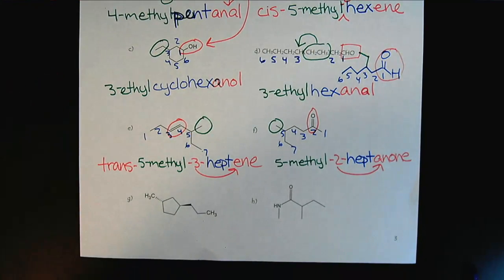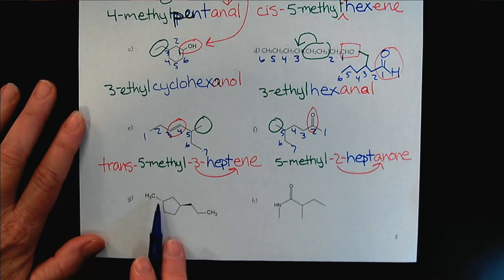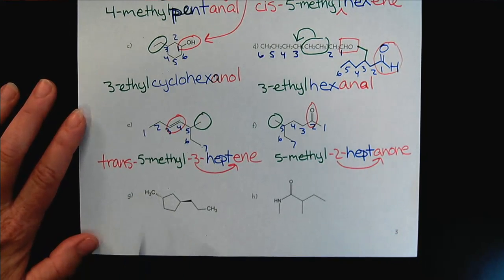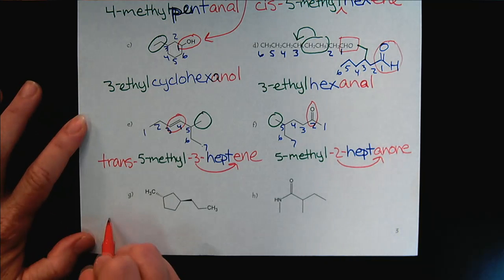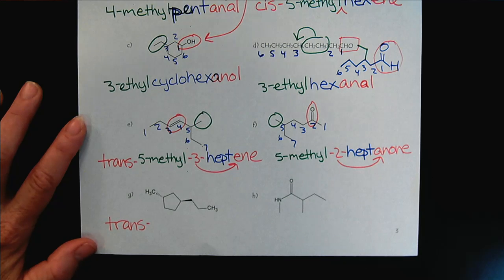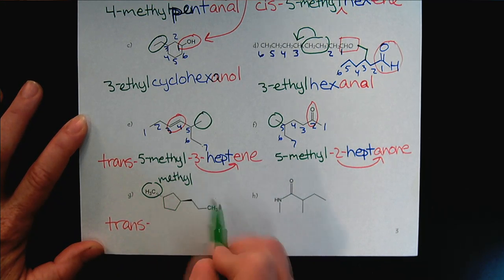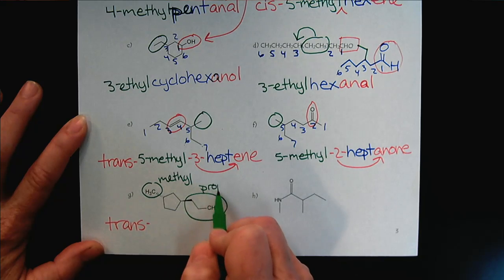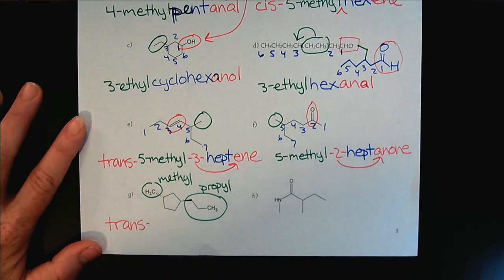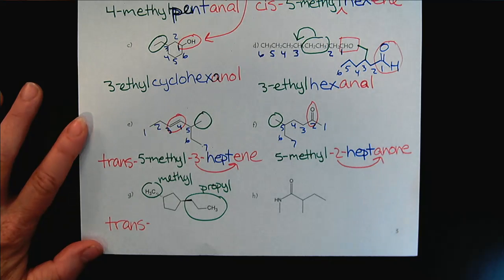Okay, so the last 2 on this page, notice here we have a ring and we see a wedge and a dash. So this is an example of a trans cyclopentane. We look at the substituents. We have a methyl and we have a propyl. Since there are no other high-ranking functional groups, this is a saturated hydrocarbon, M and P, we cite alphabetically. There's really no tiebreakers other than the alphabet.